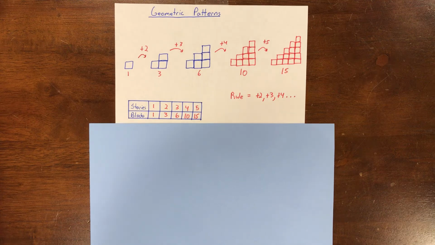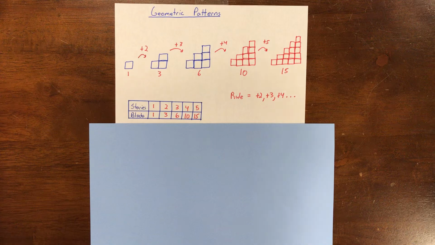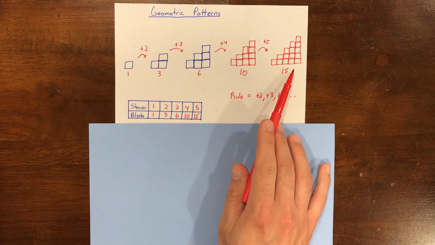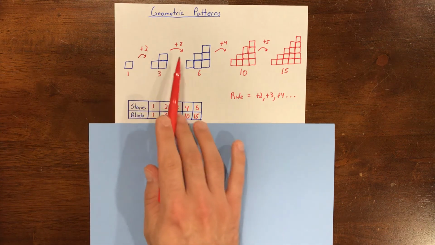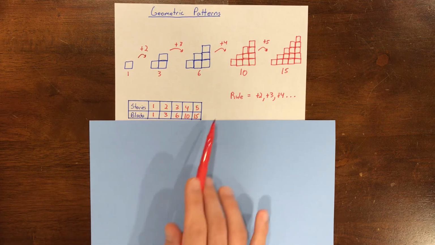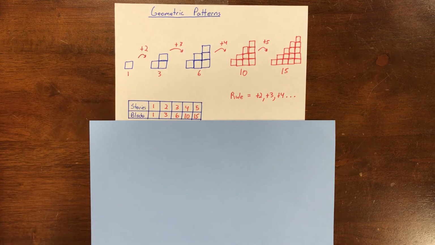Okay, so what strategies did we use to help figure out the rule for this pattern? Say it out loud. Sure. We drew a picture. We annotated the relationship between each term in the pattern. And we used a table to organize our information. So overall, how is this the same or different from what we've been doing with patterns in our previous lessons? Say it out loud.